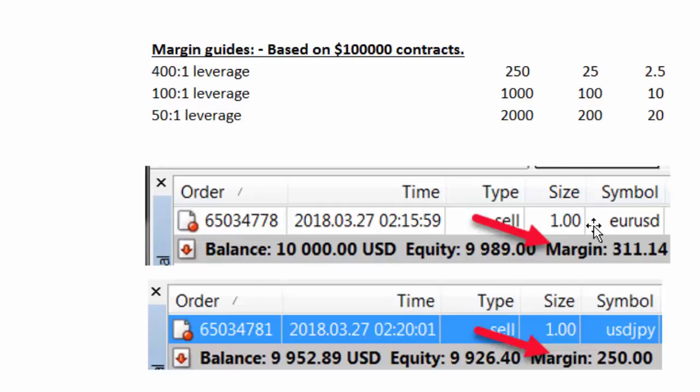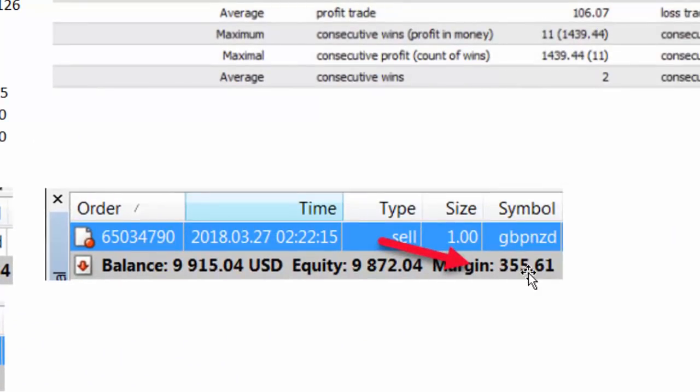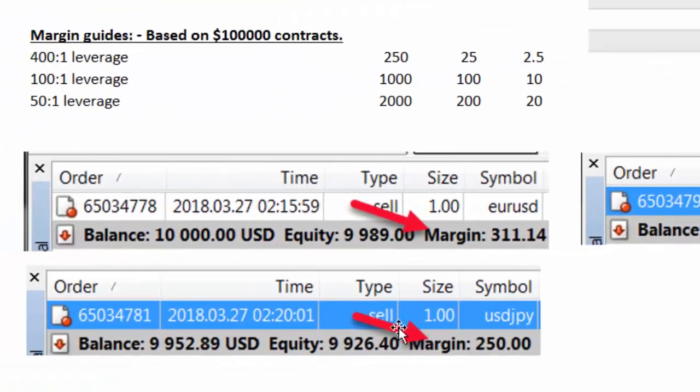But if I were trading the pound New Zealand, the figures would be different. Look there, I've got 355 that I've got to come up with, a whole $45 more than the previous one because of this particular cross. Now let's look at the USD yen. The USD yen is 250. So the 250 shown here really applies to the USD yen as its margin.